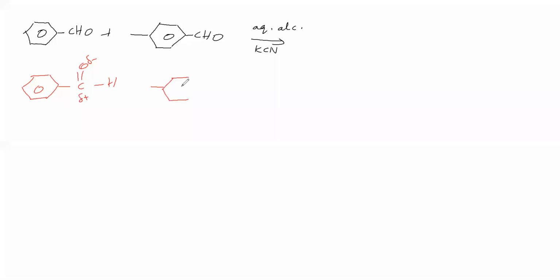In paramethyl benzaldehyde also, partial negative, partial positive. Now, which has more positive charge? Here the positive charge magnitude is more, here the positive charge magnitude is less, because this methyl group shows hyperconjugation. It is an electron donating group. Therefore, here the partial positive charge magnitude is less, here the magnitude is more. Therefore, cyanide is attacking this carbonyl carbon.